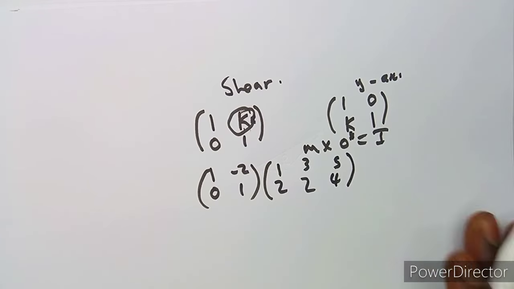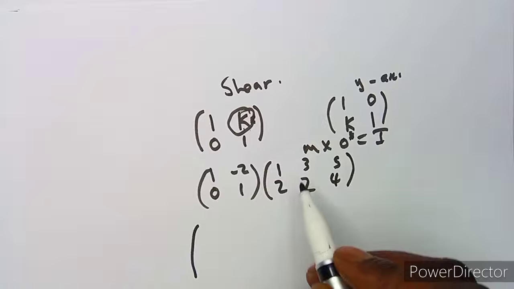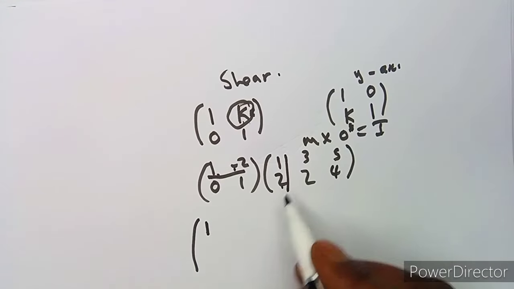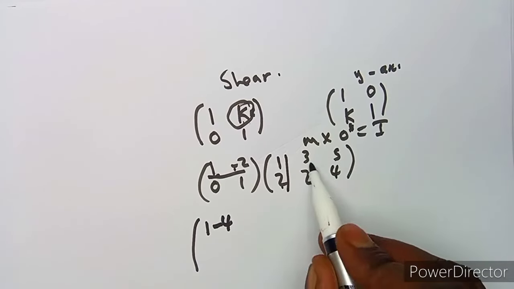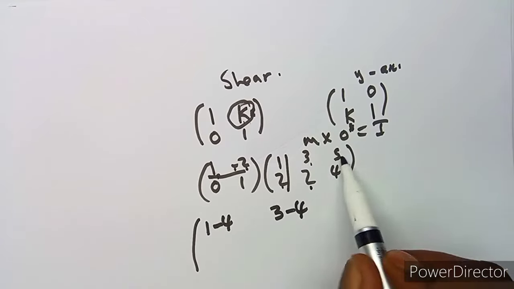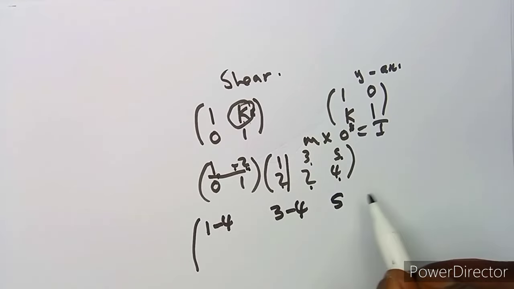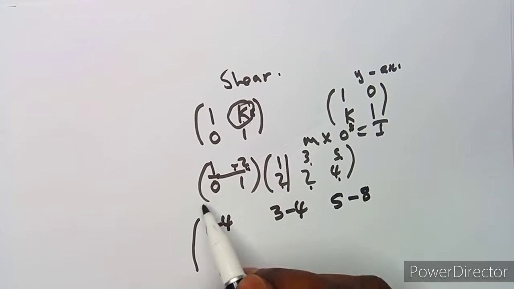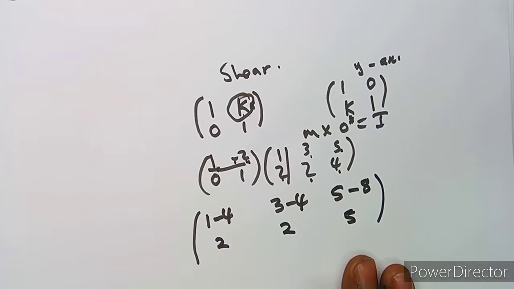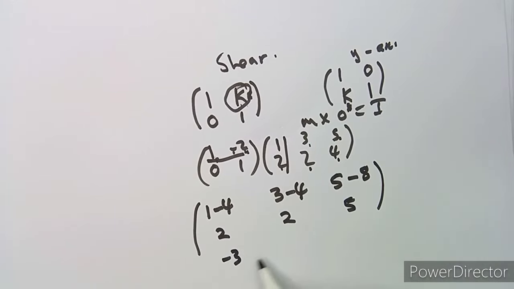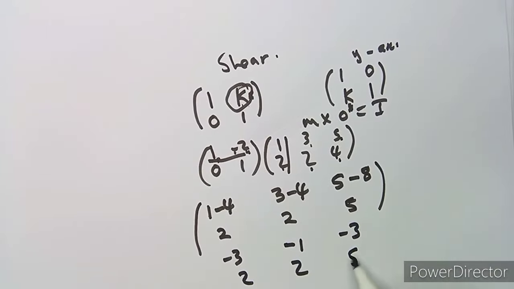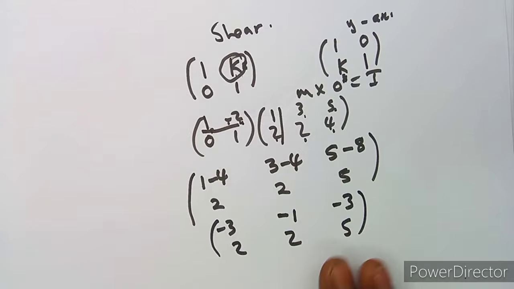All right. So as we know, guys, row by column. That's row by column 1 and 1, which is 1, minus 2 times 2, which is minus 4. 1 and 3, that's 3, minus 2 and 2, which is minus 4. 1 and 5, which is 5, minus 2 and 4, which is minus 8. Here we've got 0 on top, so it's going to be 2, 2, 5. All right, if you collect these terms, it's going to be minus 3, minus 1, minus 3, 2, 2, 5. Just make sure that you take this properly.